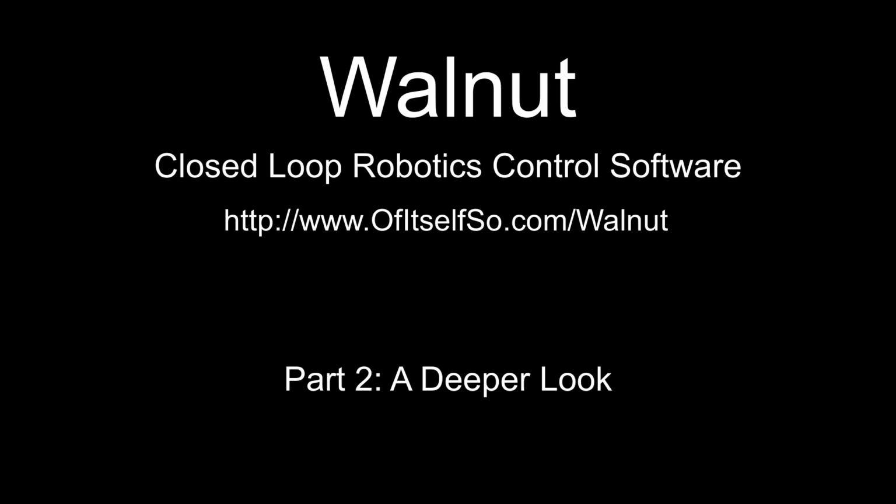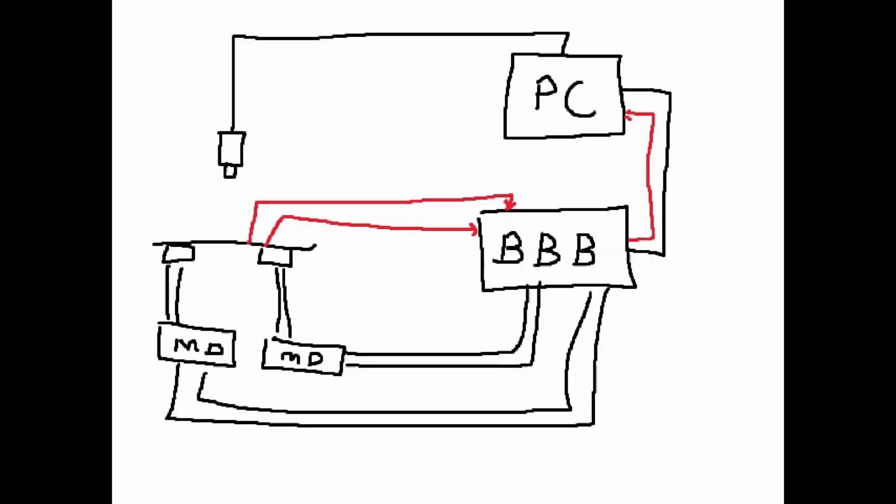Welcome to the second video in this series discussing the Walnut software. Walnut is the controlling software used in the FPath project, and in order to have enough context to really understand this video, you need to have previously viewed part 1. There is a link to that video and the FPath project in the description below. Let's go step by step through the system described in the first video.